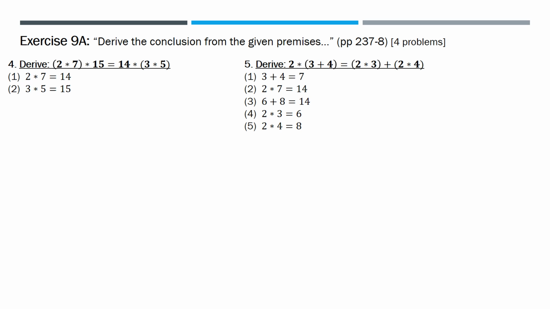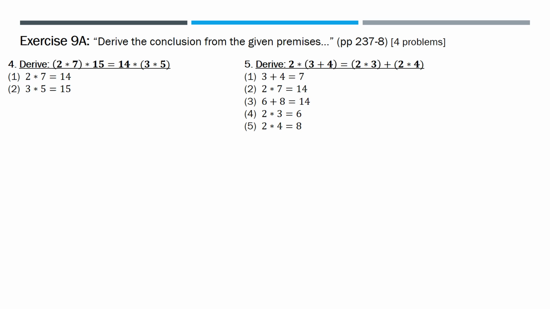We will now work on part of exercise 9A from the Suppes Hill textbook. This is on pages 237 to 238, where we derive the conclusion from the given premises. These are actually not too difficult once you get the hang of it, but the feeling of disorientation really is perfectly normal when you first learn something. Once a couple of things click, this will become very easy.